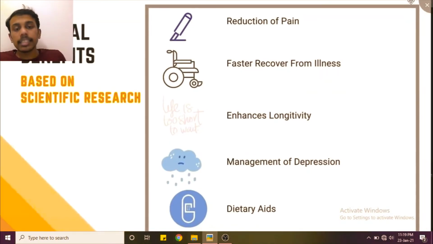The reason is it reduces the time, it reduces the pain, it enhances faster effective growth of tissues and recovery from the illness. It also manages mood swings, stress and depression. Because of these things, there's always an abundance of life and it enhances longevity.